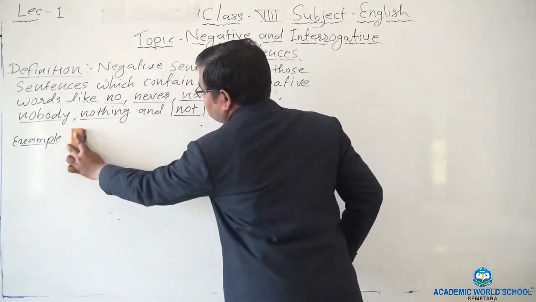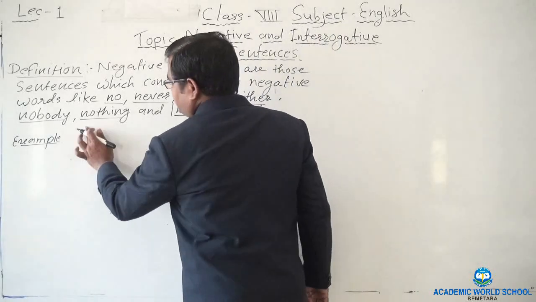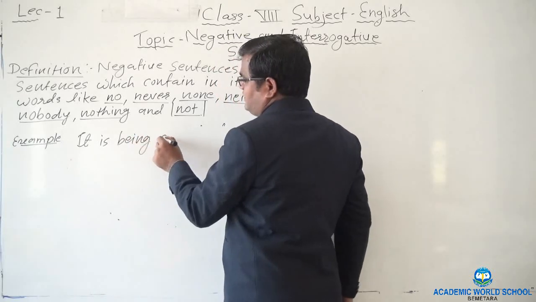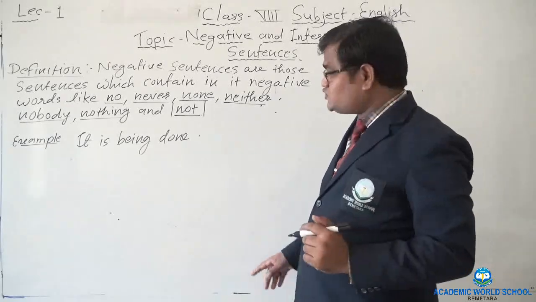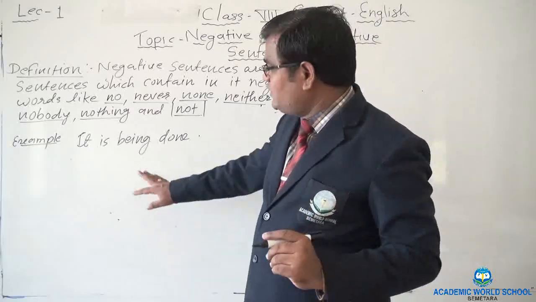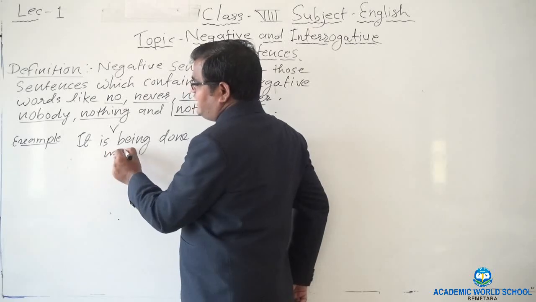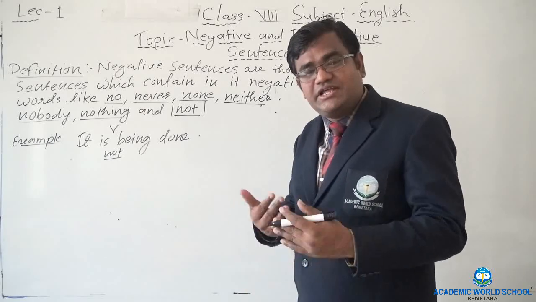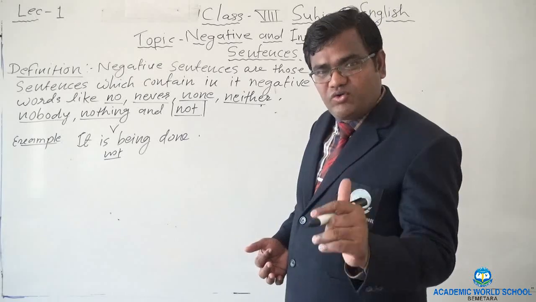Next example will be sometimes in passive voice. For example, it is being done. In this sentence, sometimes students add not after being, but that is wrong. You have to find the first helping verb here. So simply you will add not here, and your answer will be: it is not being done. It is not being done, right? After the first helping verb only.